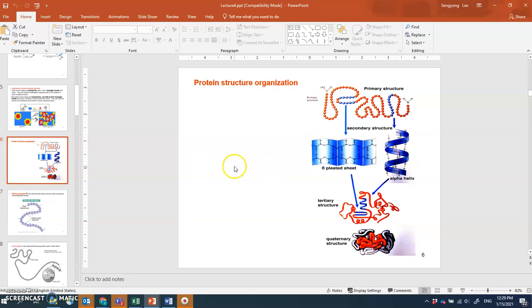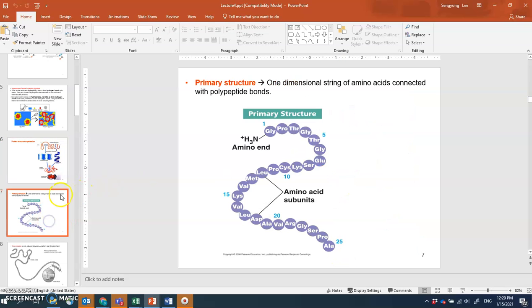So we'll review the protein structure organization. We learned about primary, secondary, tertiary, and quaternary structure. So how do you make those structures? First of all, primary structure is based on the chain of amino acids that are all linked together through what? Peptide bonds, the covalent bonds, right? If you put that as a one-dimensional structure, that's what primary structure is. A chain of amino acids linked through peptide bonds.